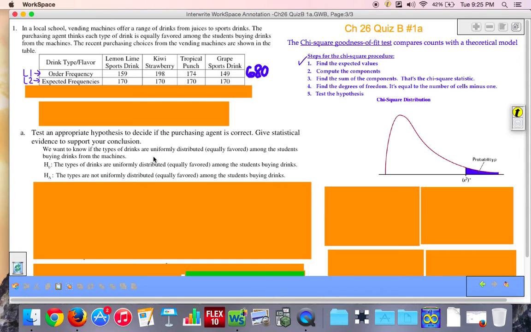Okay, so the next condition is the randomization. And we're not interested in making inference about other high schools, so we don't need to check randomization.